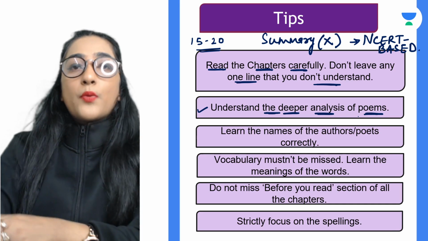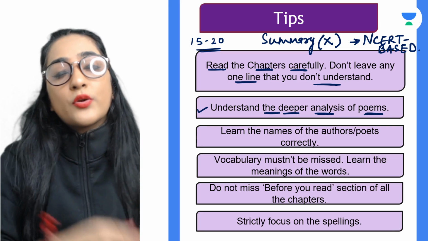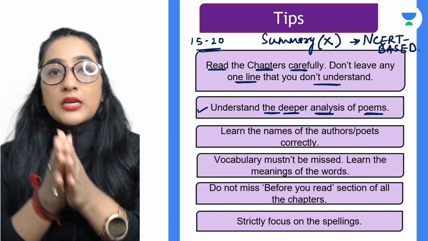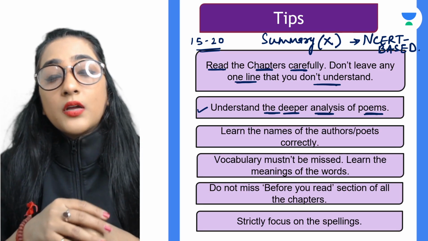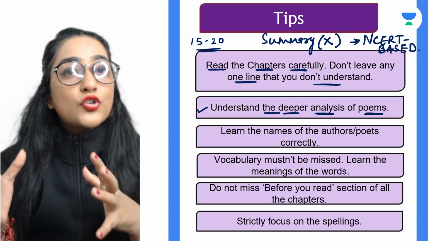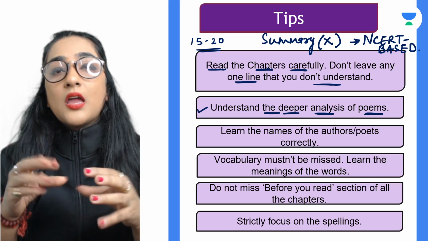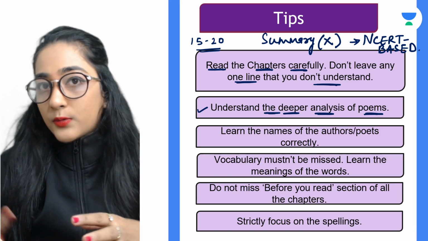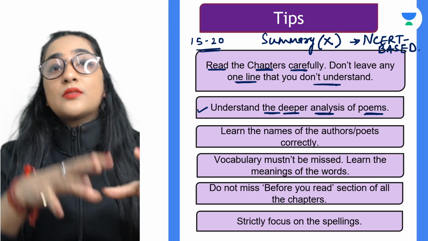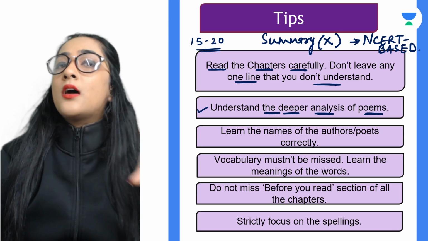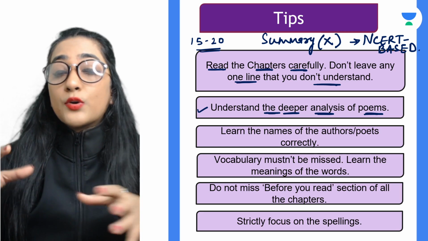For example, you have this poem, Dust of Snow. Dust of Snow is really very much symbolic of what? It is symbolic of the healing nature of snow, basically the healing part of nature. That's what it is talking about. Then you have the poem Fire and Ice. Fire is symbolic of endless desires, and ice is symbolic of hatred. So that's what you have to work on.